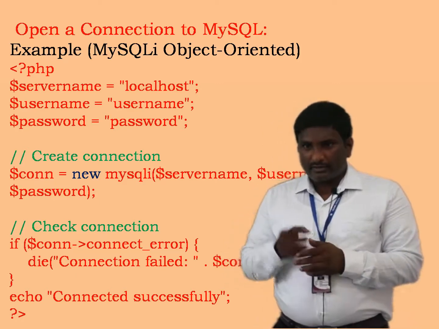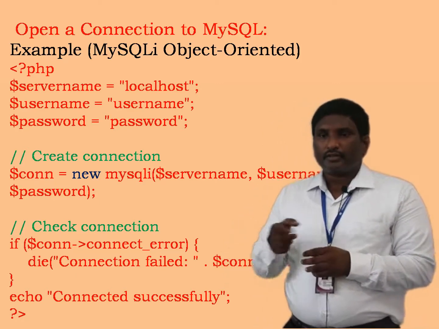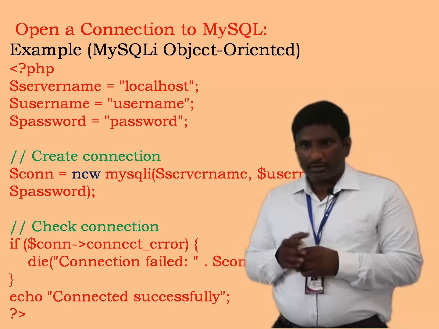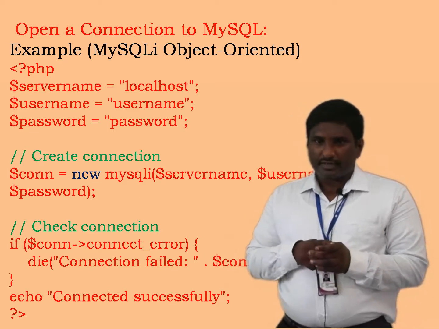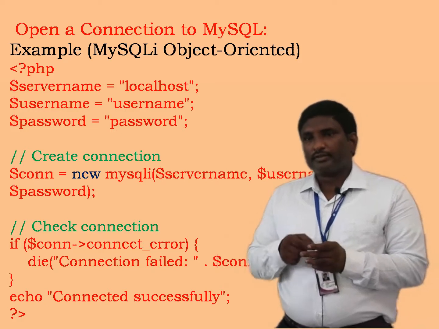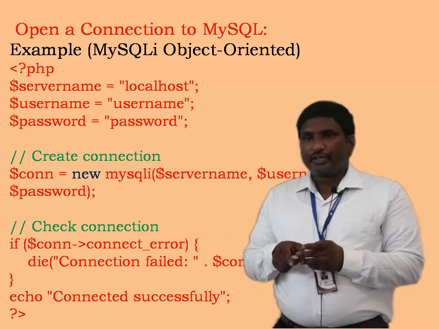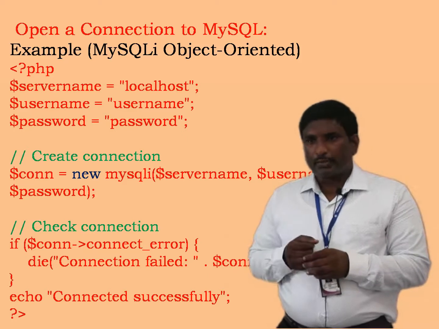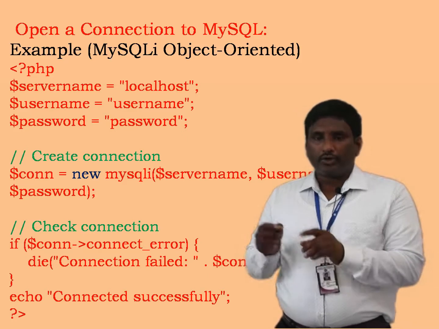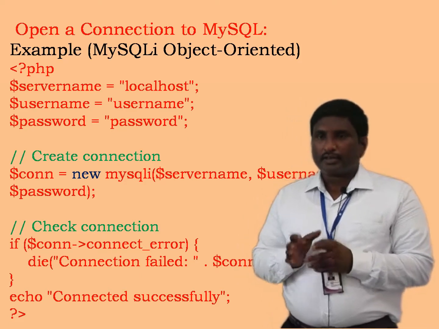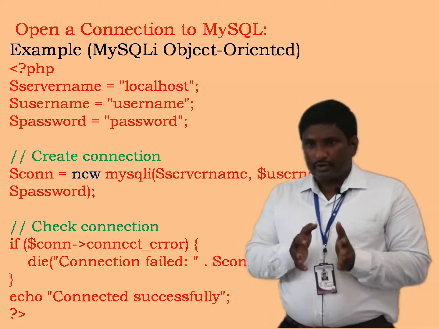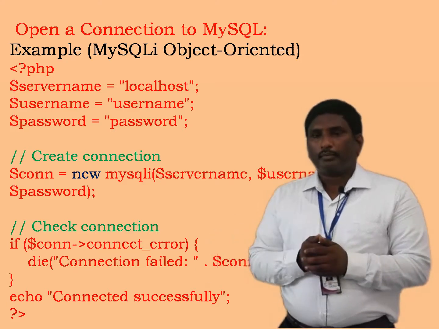Whenever this line is executed, new mysqli has 3 arguments. The server name I already told you is where the server resides. Because my MySQL resides on localhost, and the username in this scenario is root, I need to pass that, and the password is empty, so we only need to pass an empty string. In that case the connection is established from the PHP page to the MySQL database.